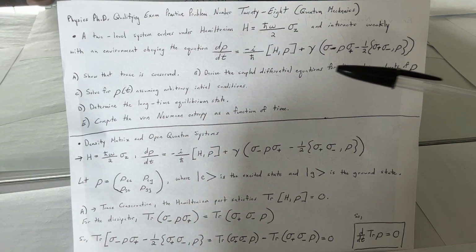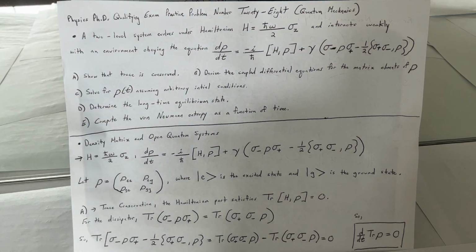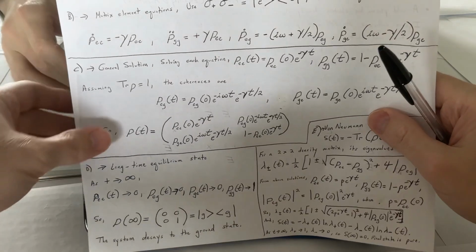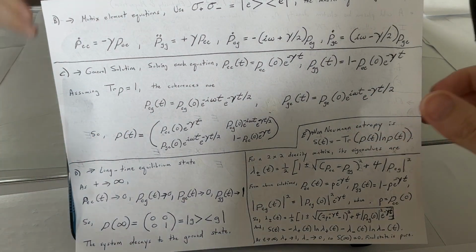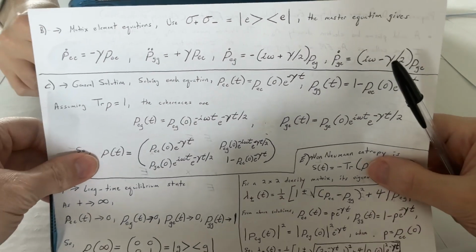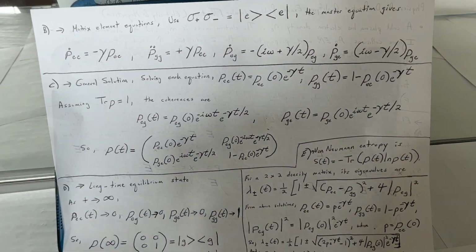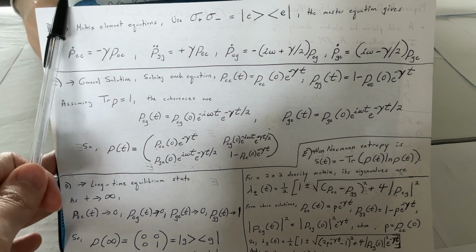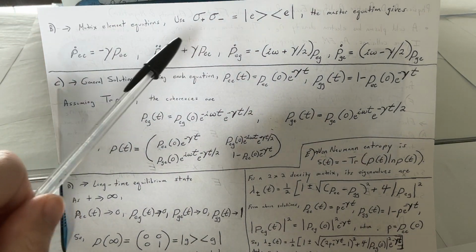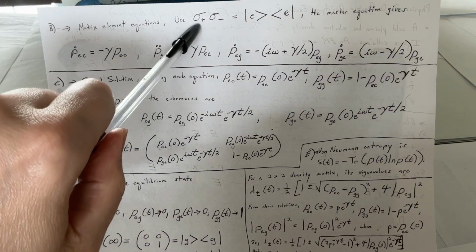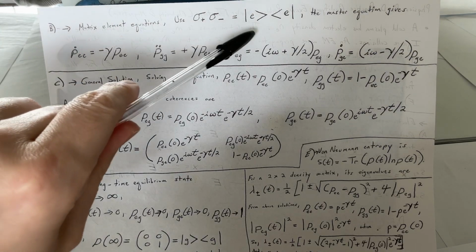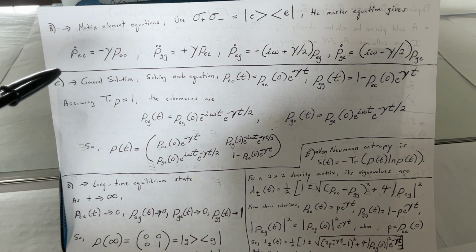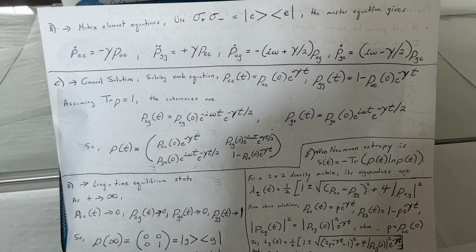Now for part B, derive the coupled differential equations for the matrix elements of rho. So for part B, here, matrix elements equations. We have here this sigma plus sigma minus. That's going to equal this ket E bra E. And the master equation gives this.